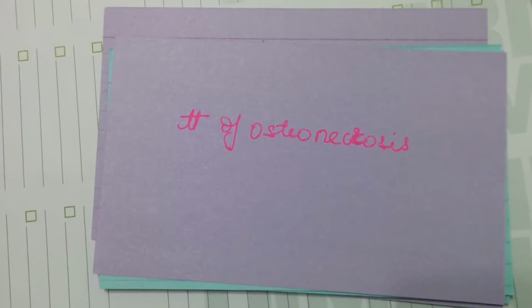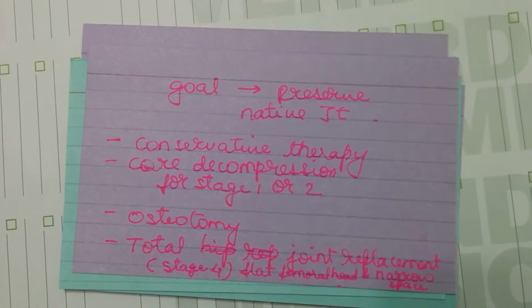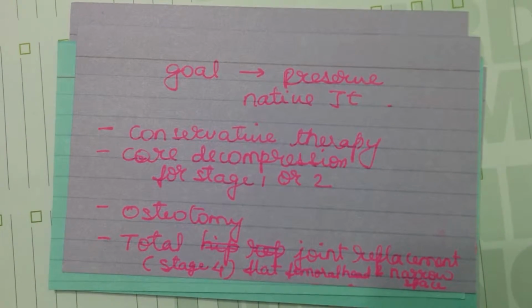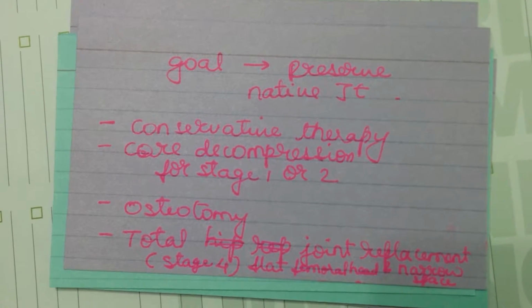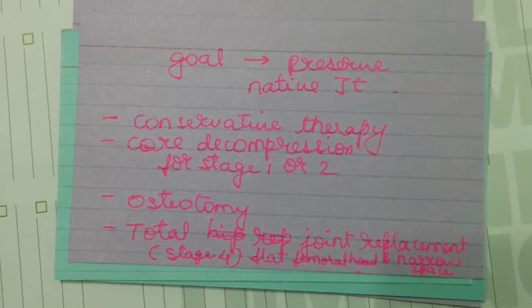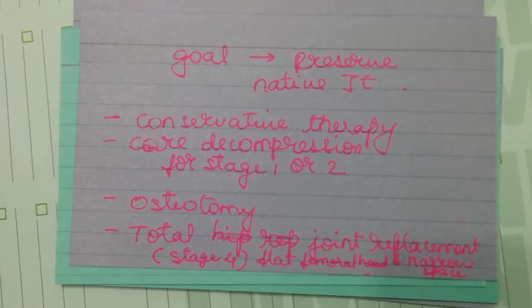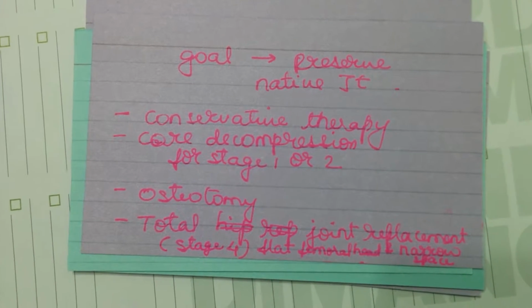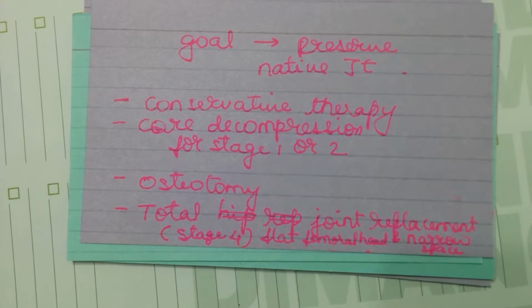Next, what is the treatment for osteonecrosis? That is avascular osteonecrosis. The goal of the treatment is to preserve the native joint, and that's why you do a conservative therapy. If the conservative therapy does not work, then core decompression should be done for stage 1 or stage 2 of osteonecrosis. If core decompression is not working, or it's stage 3 or more than stage 2, you can do osteotomy. But for stage 4 osteonecrosis, total joint replacement should be done. Stage 4, basically, if it is for the hip, means a flat femoral head and narrow space.